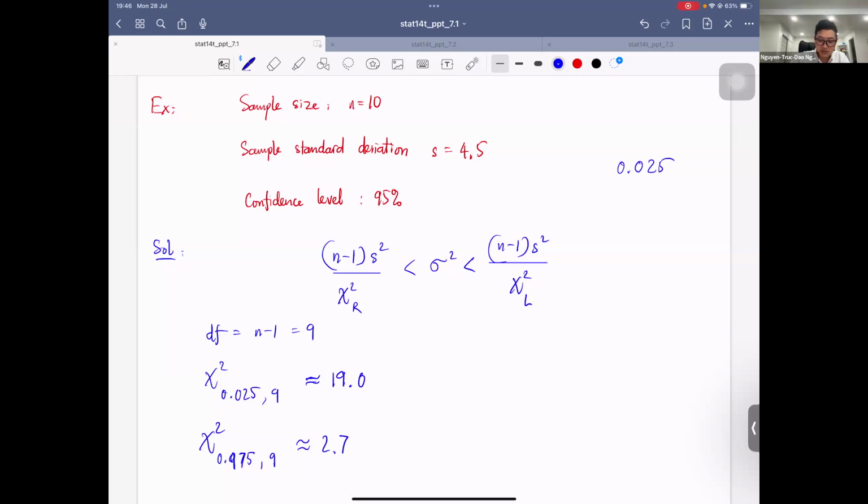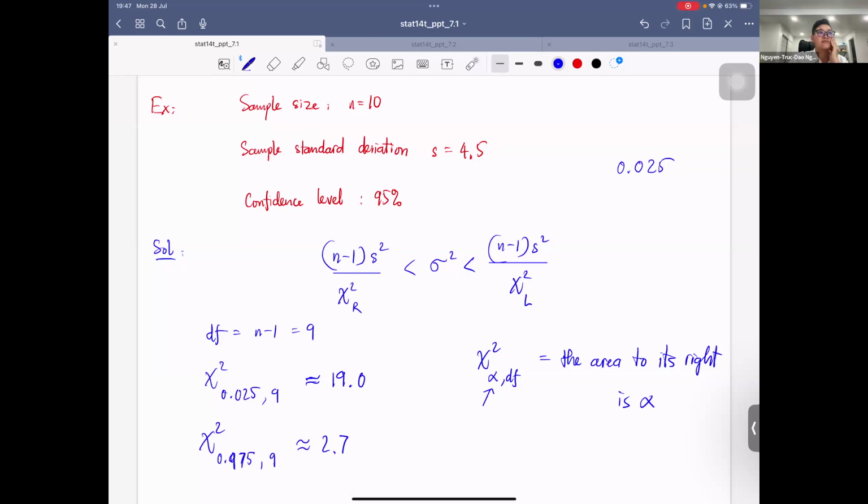I'm going to stop sharing. Can you see my screen now? Yeah, I can see the screen. Okay, this is if I write chi-square alpha, df, right? It means that the area to its right is alpha. Look at this one, it's alpha.